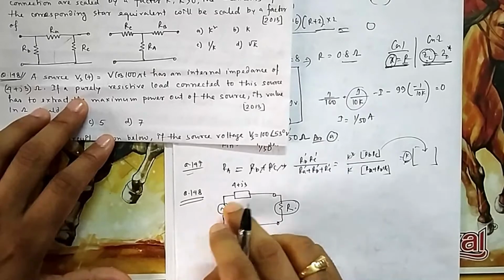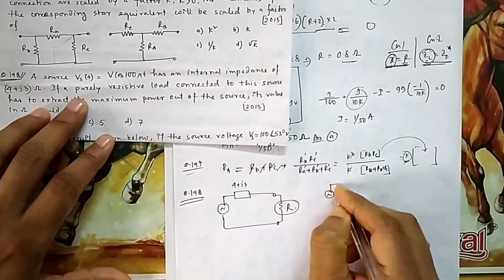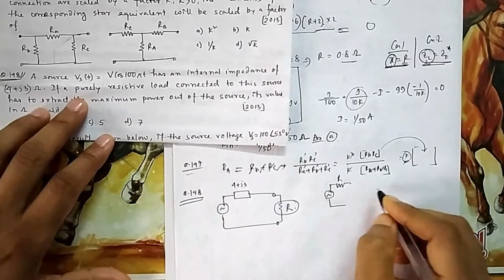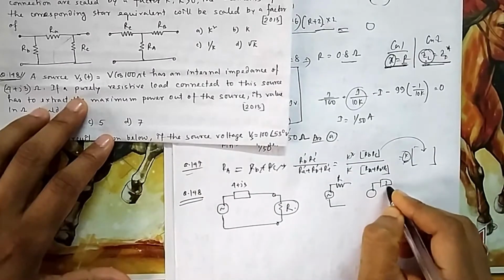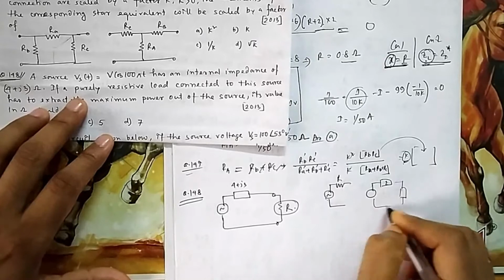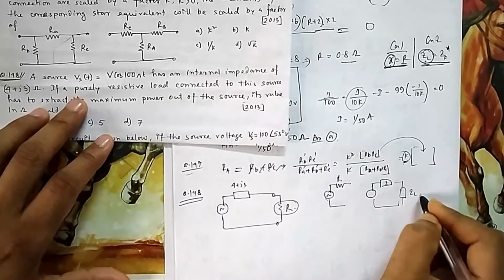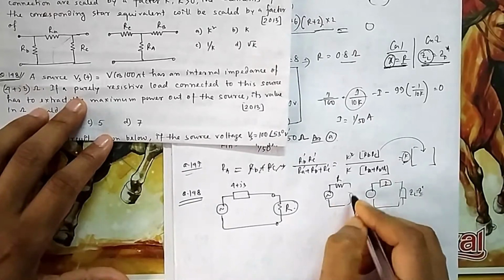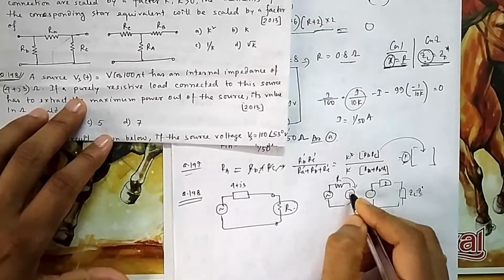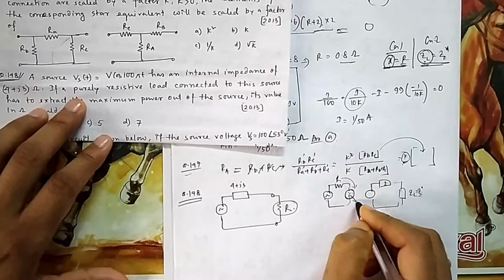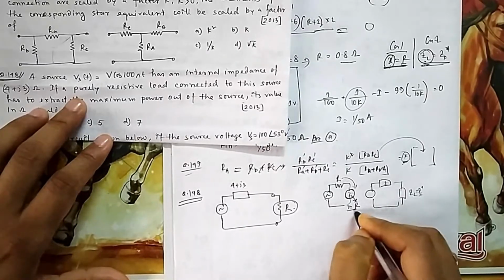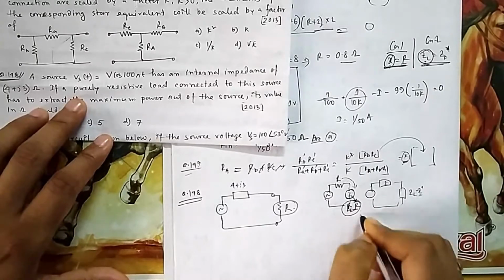If you have a source and a resistance, then this is case 1 for maximum power transfer. Or if you have a source with Z and your load is also Z, then also you have a formula, which is ZL should be equal to Z star. And in this case, the load should be real, resistive only, and the value should be equal to R. RL should be equal to R for maximum power transfer.